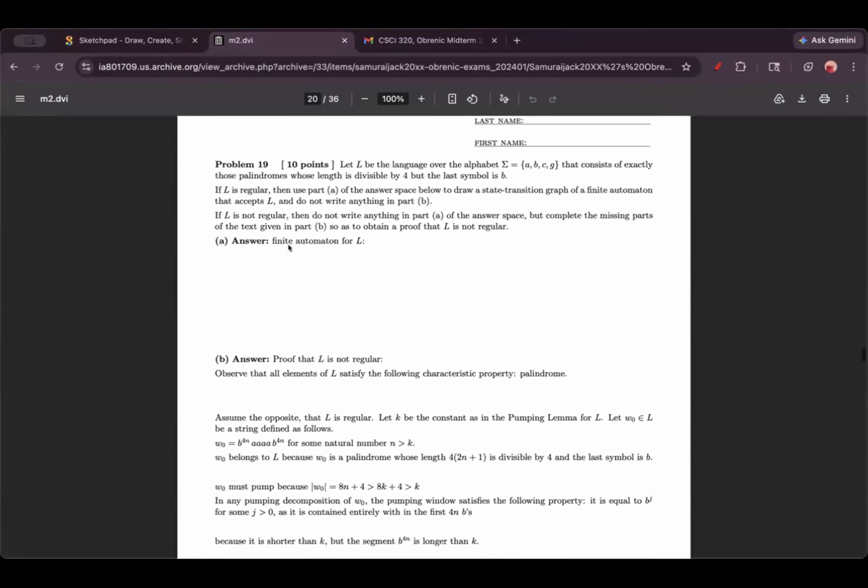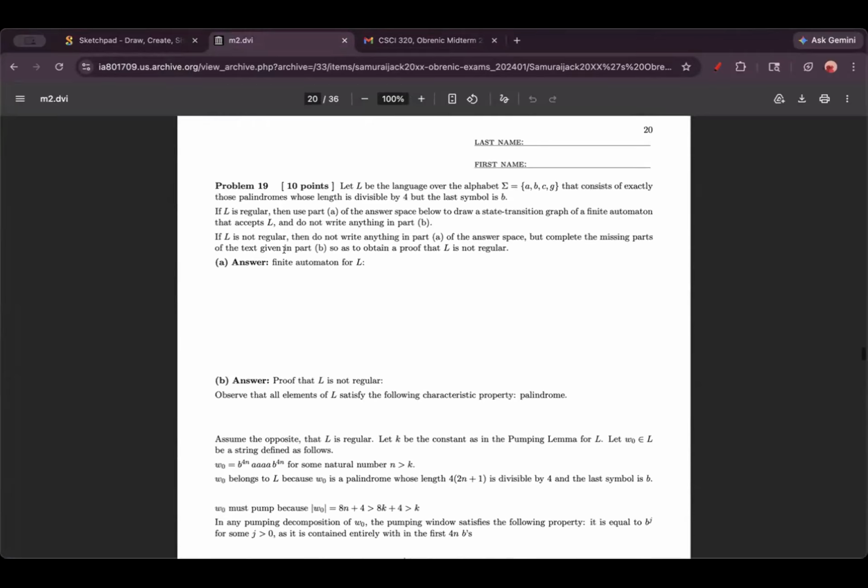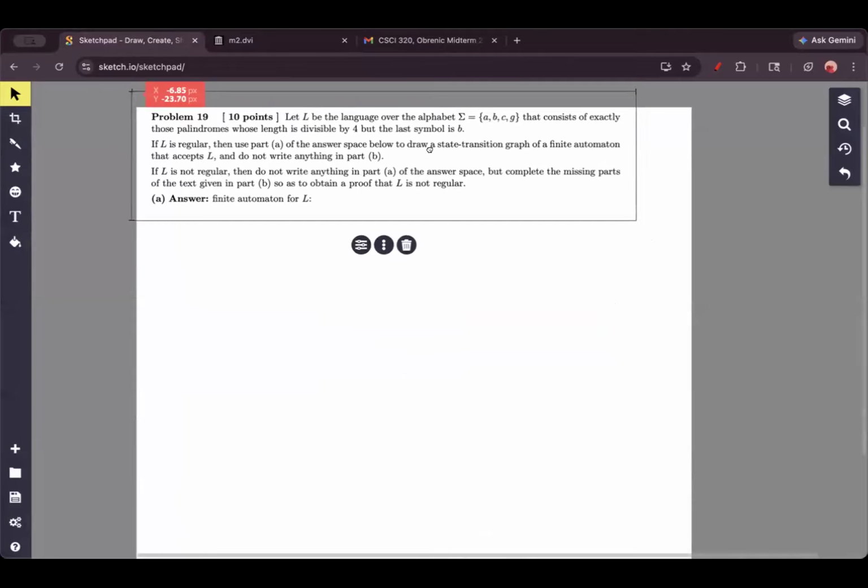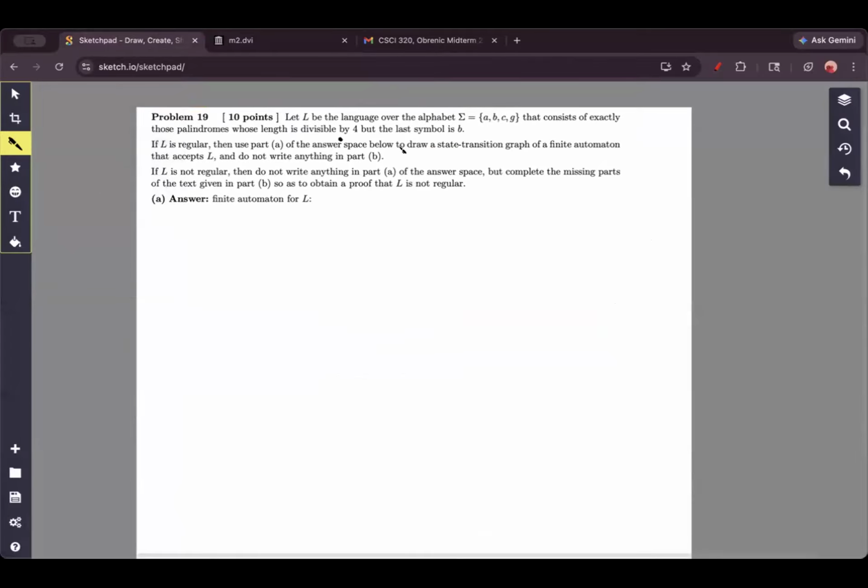Let's see if this book does have it. Okay, it does. So let's do problem number 19. Let L be the language over the alphabet A, B, C, G that consists of exactly those palindromes. A palindrome is the same thing front and back, so if you flip it, it's the same thing. Whose length is divisible by 4, but the last symbol is B.